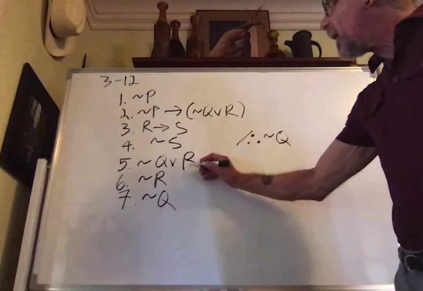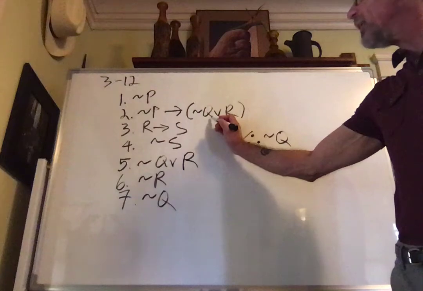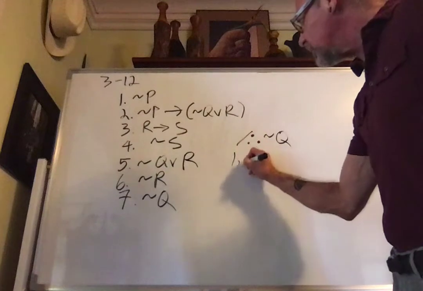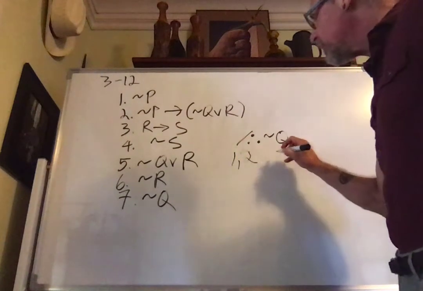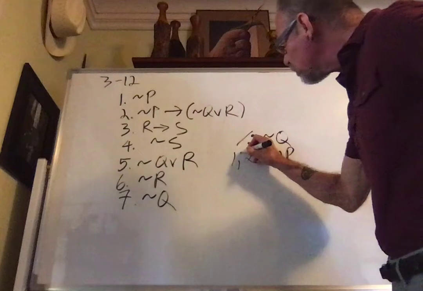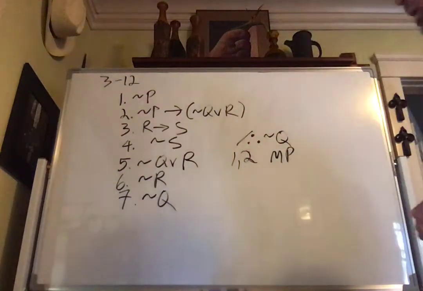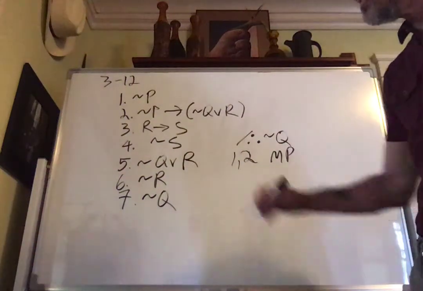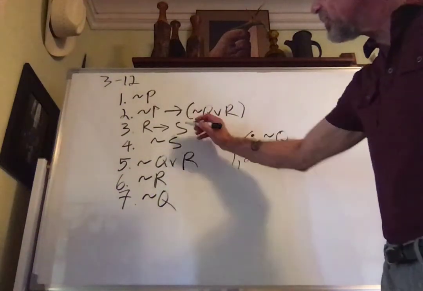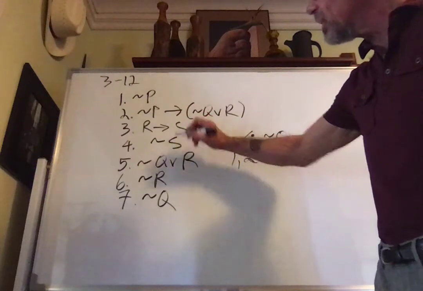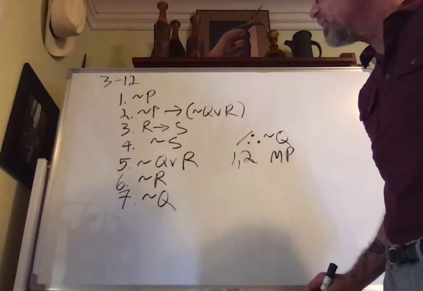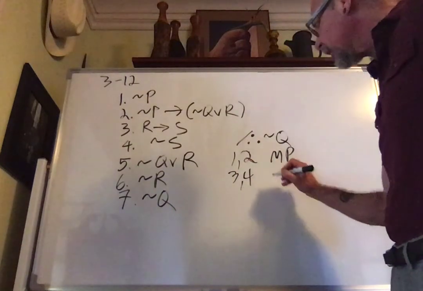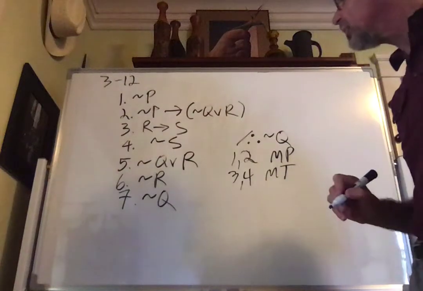Looking at number 5, I see that's the consequent of the conditional that we have in number 2. And in number 1, we have the antecedent of that same conditional. So the way we get line 5 is by applying modus ponens to lines 1 and 2. How then can we get negation sign R by itself? Well, look at 3 and 4 together, and you'll see that if we take 3 and 4 as the two premises, they conform to the modus tollens pattern. So we can get 6 by applying modus tollens to 3 and 4.